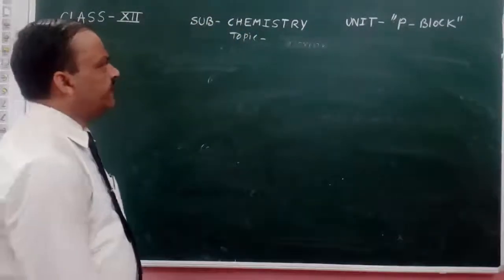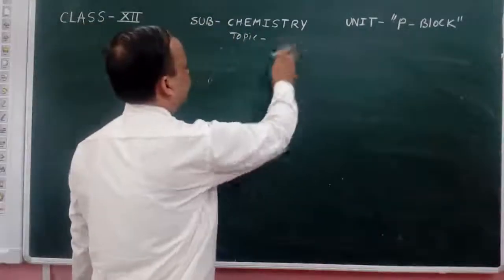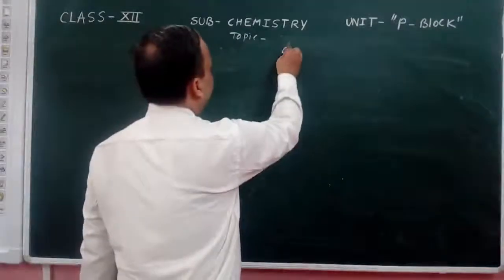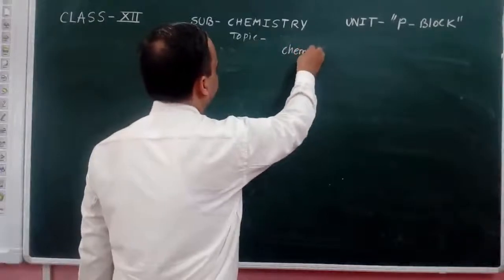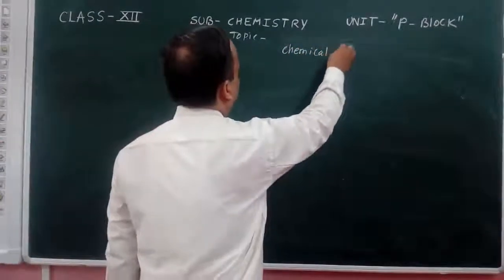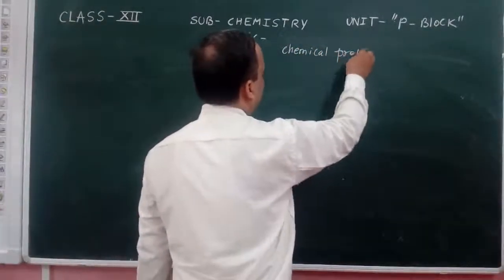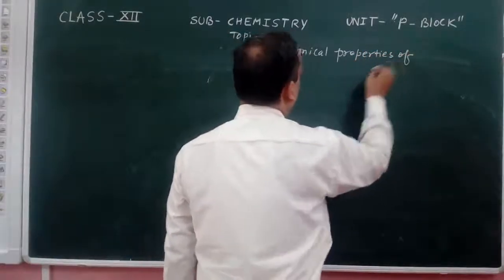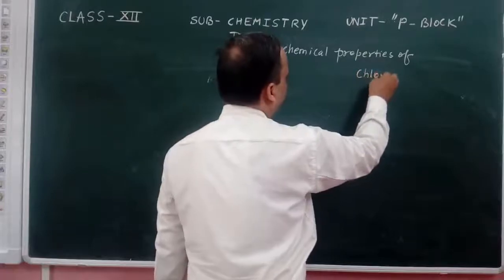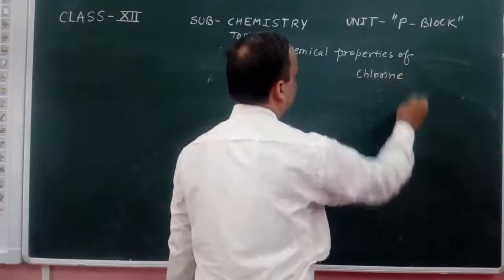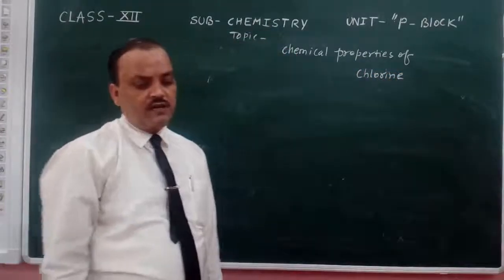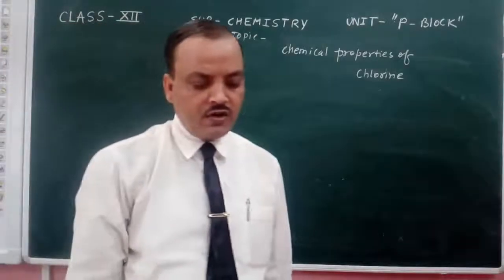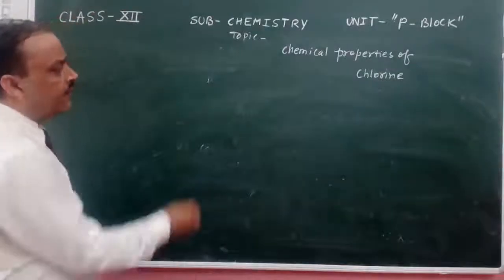The topic which we are discussing is the chemical properties of chlorine. In this, the first is reaction with metal, non-metal, and metalloids.